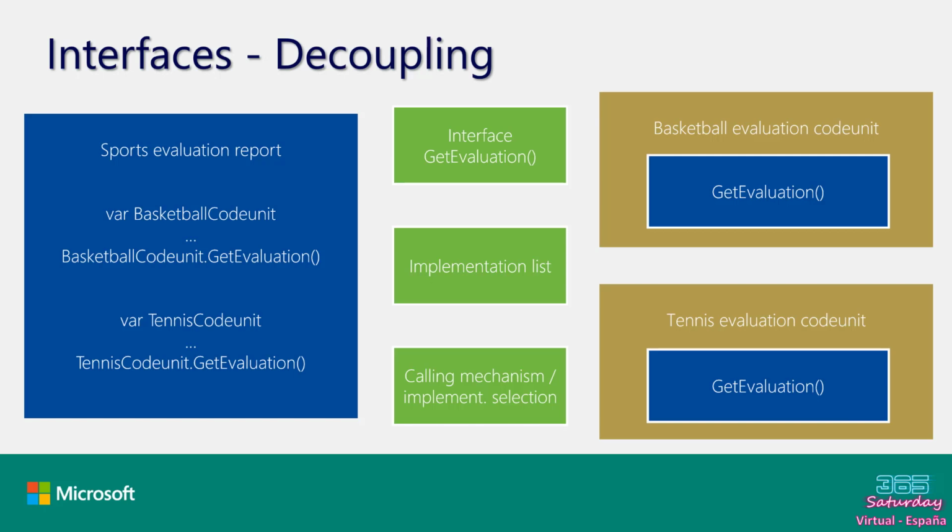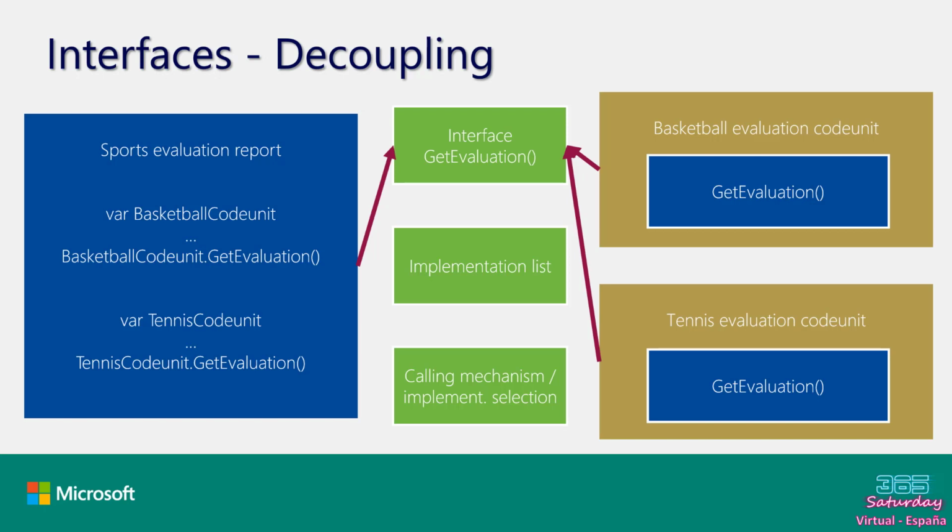And then we need to have a calling mechanism and an implementation that calls the selection and implements that one. So we're sure that we're calling the basketball evaluation when we want basketball, and we call the tennis evaluation when we want to have tennis. So the connection is basically between the sports evaluation report and the interface. And of course, the basketball and tennis evaluation codeunits also need to know about the interface.